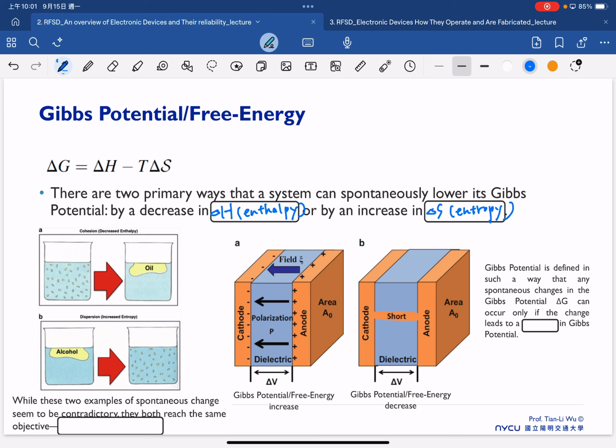So let's look at some very simple cases, like the left bottom figure. These are two examples of a spontaneous change that can happen, and they both try to reach the same objective. These two examples are spontaneous changes, and they want to reach the same goal, which is a lower Gibbs potential.